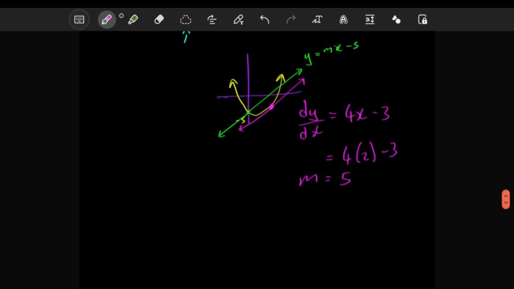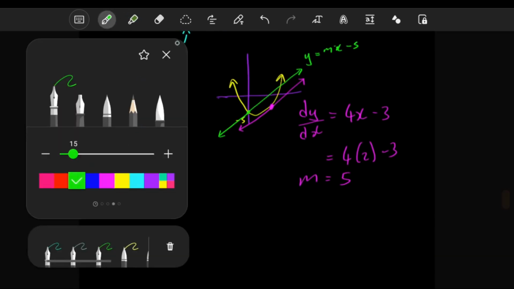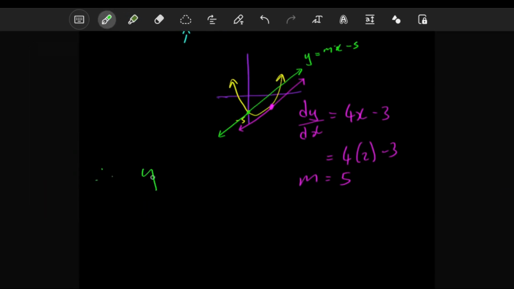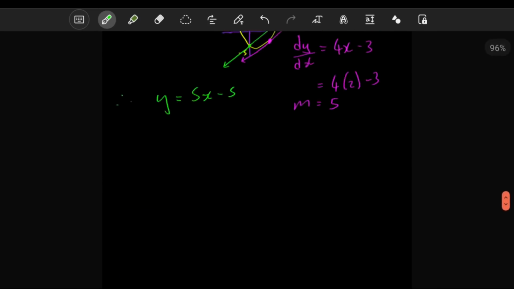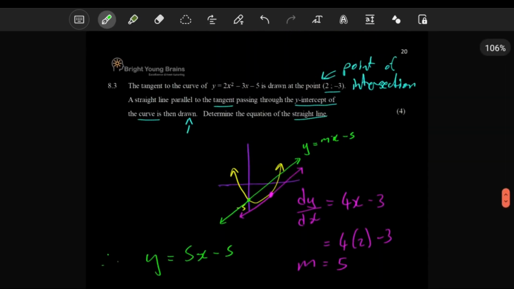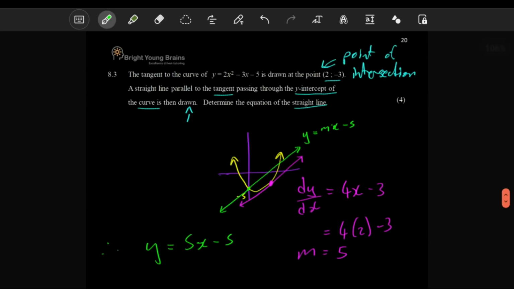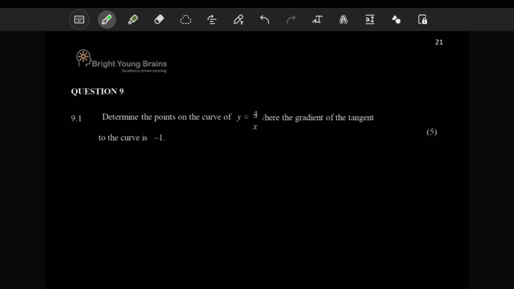So here we can say that the equation of the straight line is just y is equal to 5x minus 5, because as soon as we get the gradient of the tangent, it automatically gives us the gradient of the straight line that they are talking about. Nothing crazy here. We just need to be able to interpret these kinds of questions. So let's move on to question number 9.